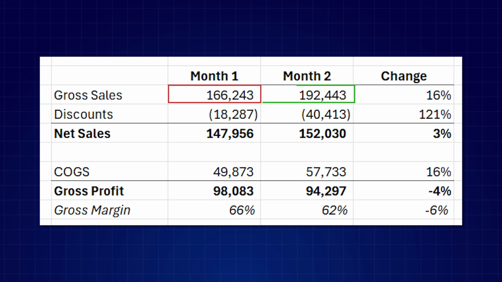Now, let's say in month two, they make a big push to sell more product. Their gross sales go up from 166 to 192, and their net sales go up $4,000 from 148 to 152. But the thing is, they more than doubled their discounts. They did a lot of that extra volume because they were promoting pretty heavily. So their gross sales went up by about 16%, and their net sales also increased, but by about 3% because they more than doubled their discounts. So if you're just focusing on the sales side of the story, then you're happy because at the end of the day, you had more revenue.